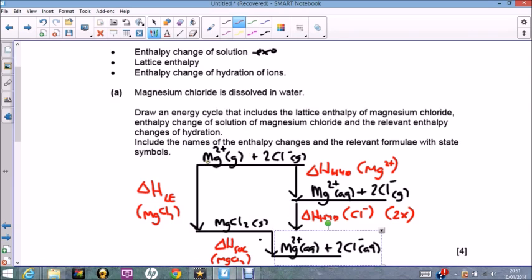So we've got 1 mark for correct formulae on every line, 1 mark for all the state symbols being correct. If you're drawing a Born-Haber cycle, always go around and check that there's a state symbol and everything, because whenever I'm marking these, it's quite frequent that people just miss one state symbol and then they miss the mark. And then it says 1 mark for 3 or 2 correct enthalpy changes labelled, and 2 marks if you get all the enthalpy changes correct. So that's the 4.